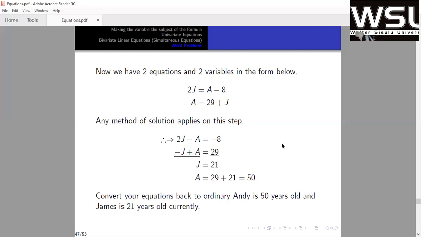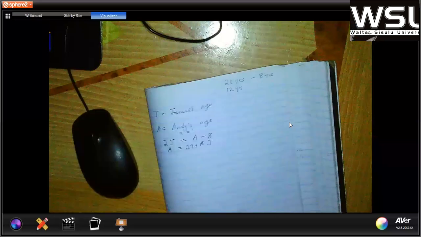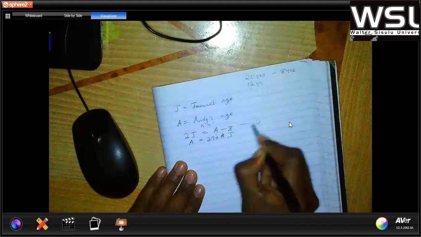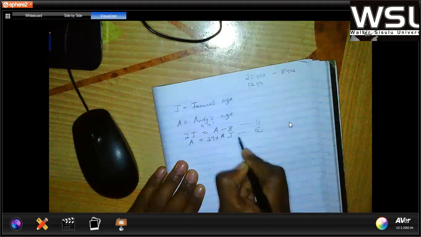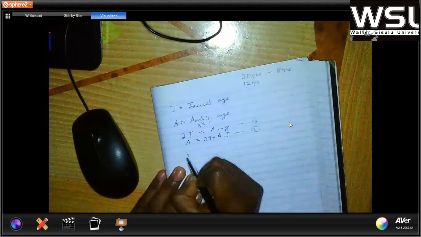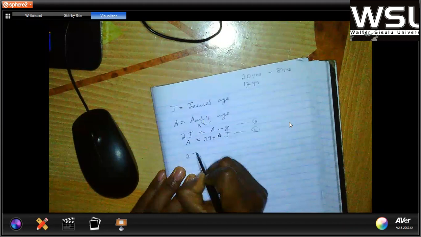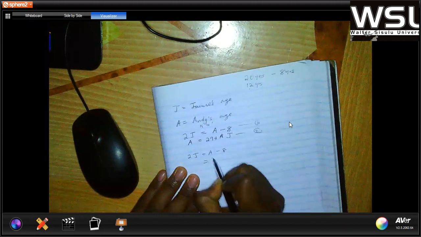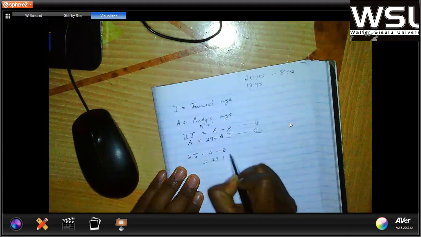Now, of course, I'm going to apply a different method. Here we used the elimination. I'm going to use the substitution. So we've got equation 1, we've got equation 2, but automatically this is already the subject, so there's no need to create equation 3. So I say 2J is equal to A minus 8. But what is A? A is given as 29 plus J, minus 8.